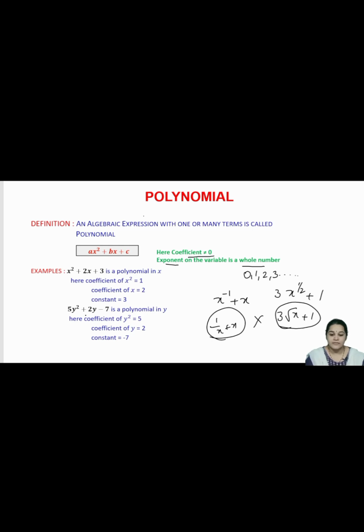Next, 5y square plus 2y minus 7 is a polynomial in one variable y. Here the coefficient of y square is 5, the coefficient of y is 2 and the constant here is minus 7.